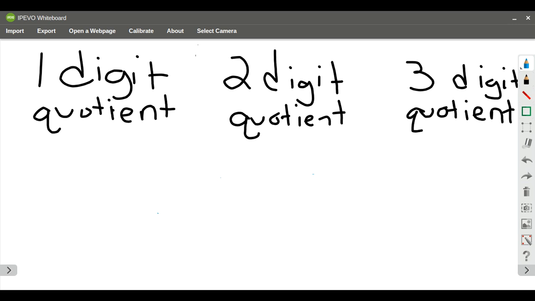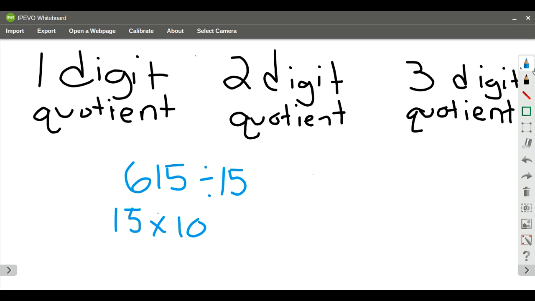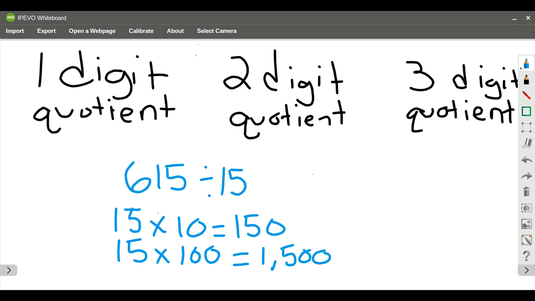And so the first problem that I'm going to take a look at is 615 divided by 15. When I use estimation, I'm going to take 15 and say that 15 times 10, which would be a two-digit quotient because it's the tens place value, is going to be 150, and 15 times 100, which would be a three-digit quotient, would be 1,500. And then a one-digit quotient would be 15 times 1. It would belong in the ones place value.